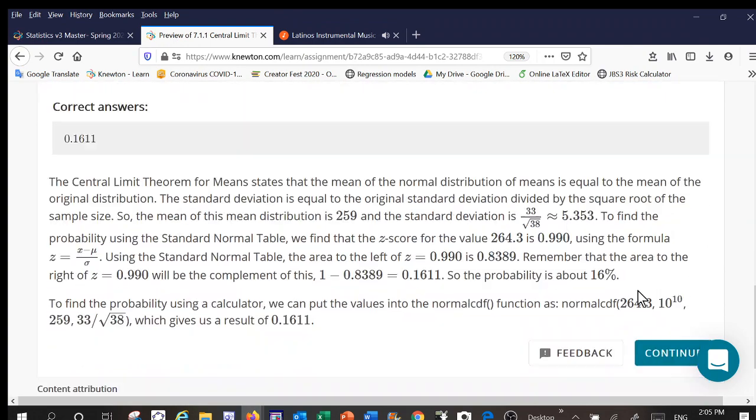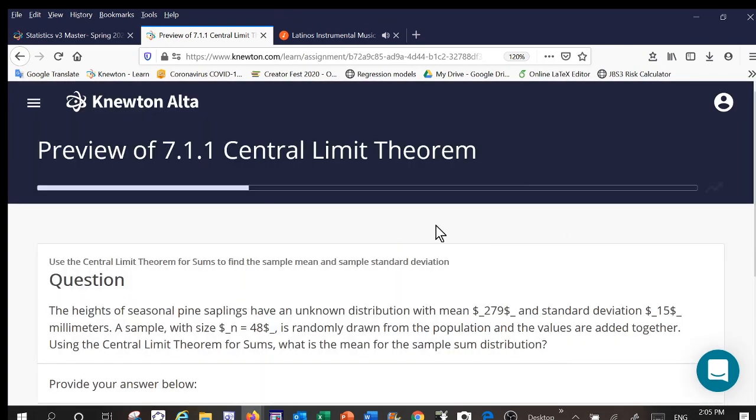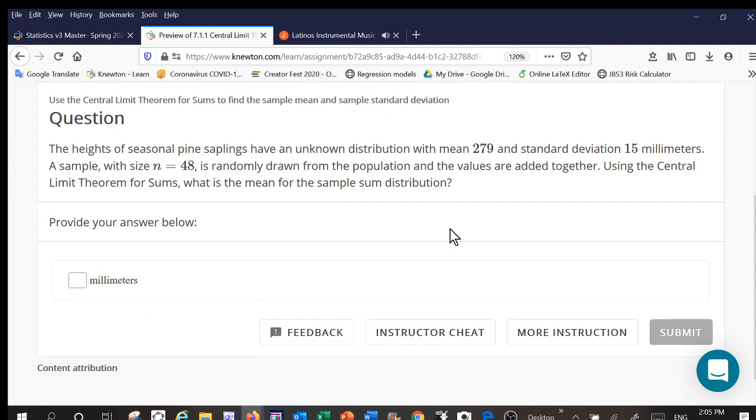I'll pick one more, and then I'll go to the next section in 7.2. The heights of seasonal pine saplings have an unknown distribution with mean 279 and standard deviation of 15. Using the central limit theorem for sums, and now this is for sums, what is the mean for the sample sum distribution?